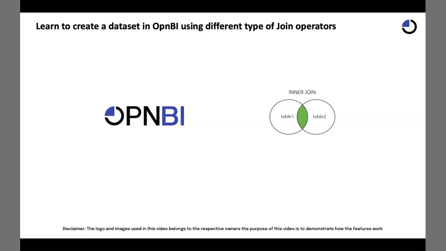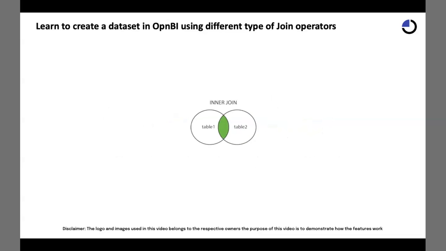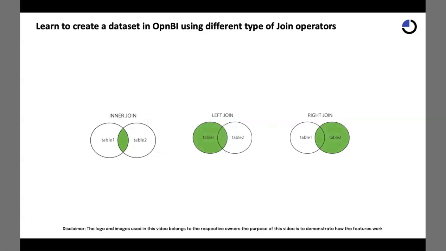In today's video, I am going to show you how to create a dataset using the join function in OpnBI. The join function allows users to join two datasets using a graphical interface without writing a SQL query or any script. Datasets are needed to create visualizations in OpnBI. You can create a dataset in OpnBI from different data sources. In our example, we will learn to use inner join, left outer join, and right outer join.